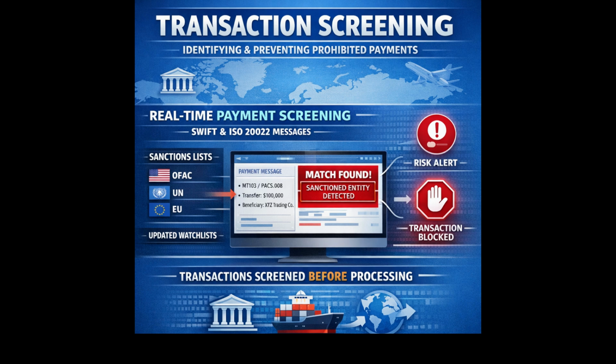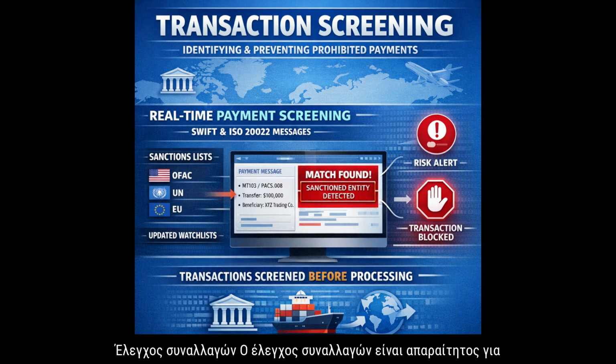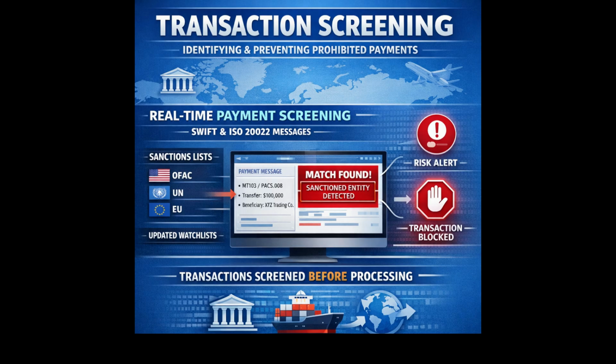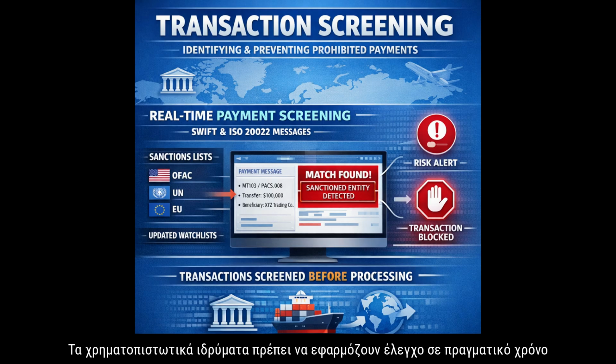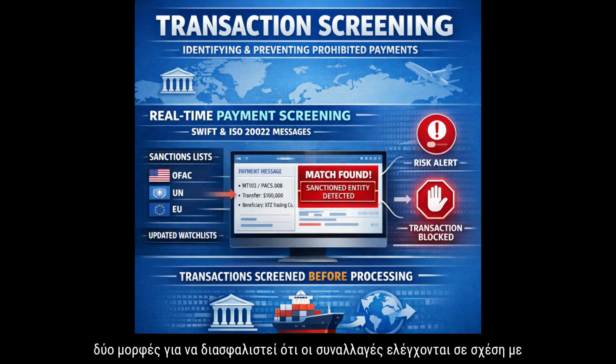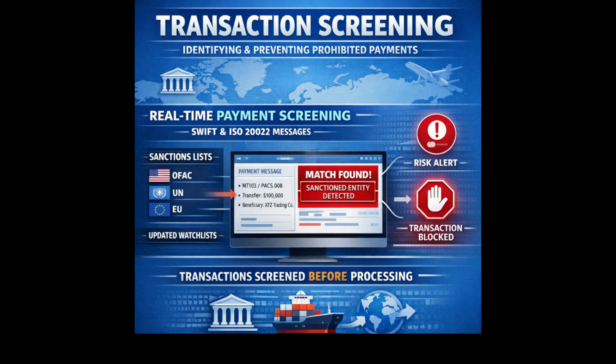and audit readiness. Transaction screening is essential for identifying and preventing prohibited payments and trade activities. Financial institutions must implement real-time screening of payment messages such as SWIFT and ISO 20022 formats to ensure transactions are checked against updated sanctions lists before processing.